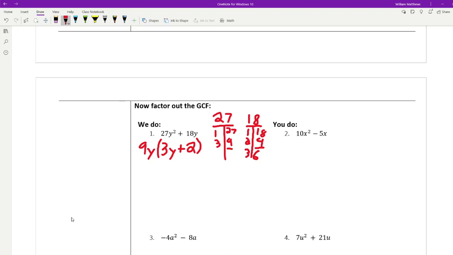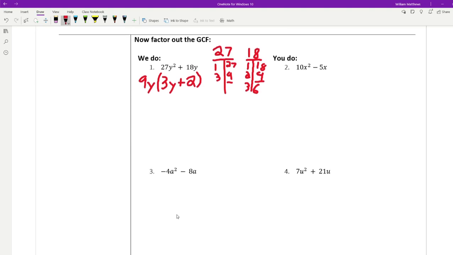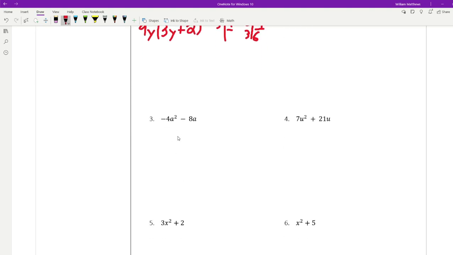Now I can check my work and distribute back in. 9 times 3 is 27. Y times y is y squared. And then 9 times 2 gives me 18 with the y still there. So it checks out. So this is the point of us pulling out the greatest common factor. It's to help us work with our polynomials. We can do it with the negatives as well.